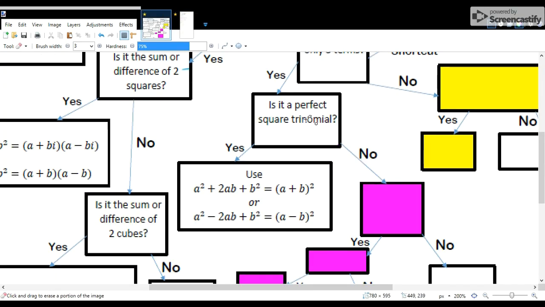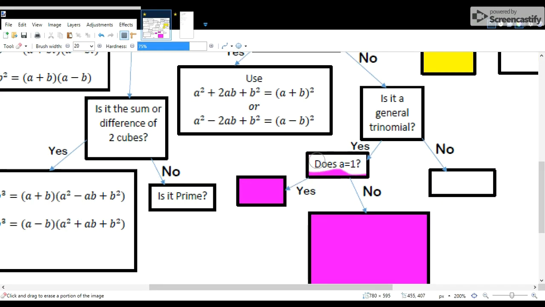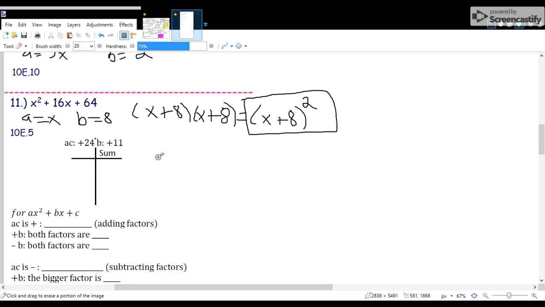Okay, so what if it was not a perfect square trinomial, or you were just not sure? Then ask, is it a general trinomial? If yes, if it's in the ax squared plus bx plus c form, does a equal 1? If so, you're going to do the x factor method. And let's look at some of this stuff. Before we even get to the x factor, you need to be very good with your factors.